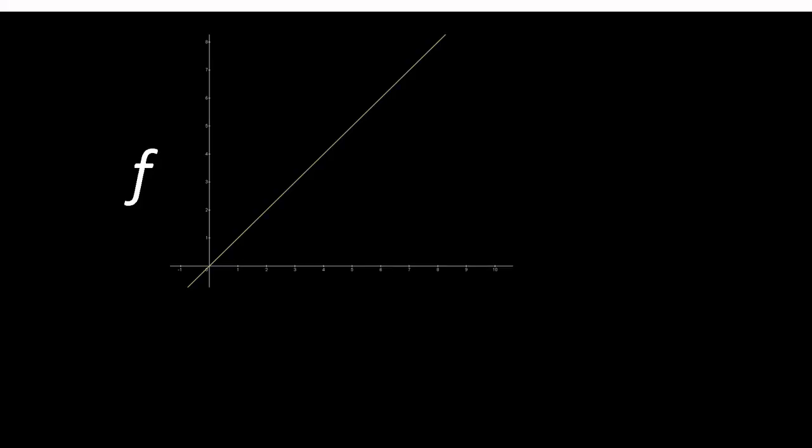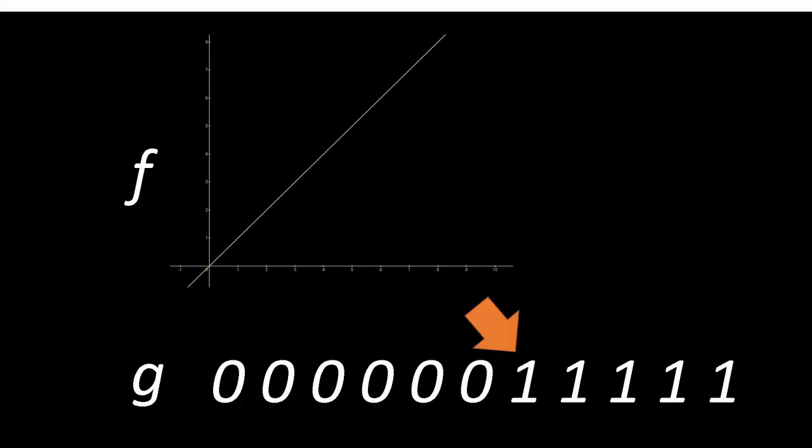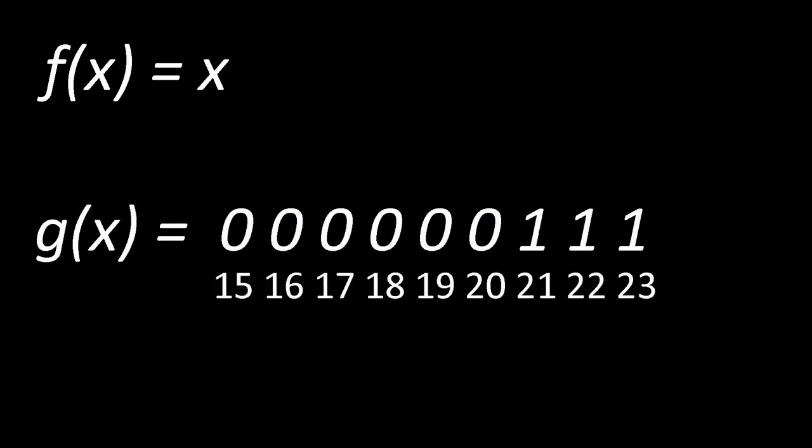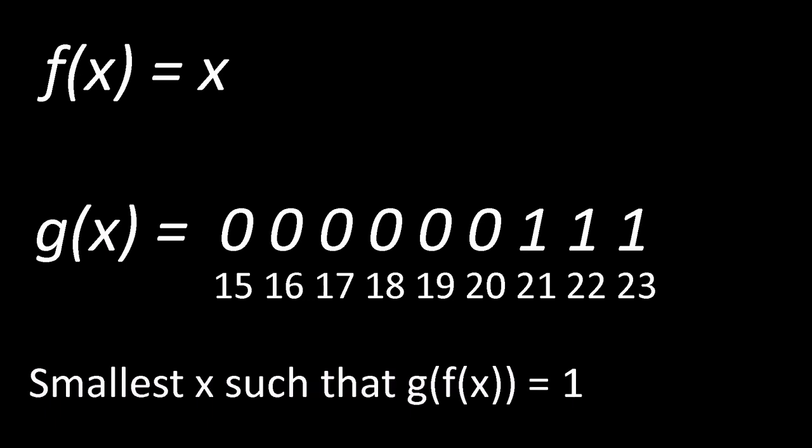Formally, given a monotonic function f and a Boolean function g that changes from true to false or vice versa at a specific point x, binary search locates that point by continuously halving the interval known to contain x. So for example, let's solve for the function f of x equals x, and g of x is only true when x is greater than 20. We want to find the smallest x such that g of f of x is true.